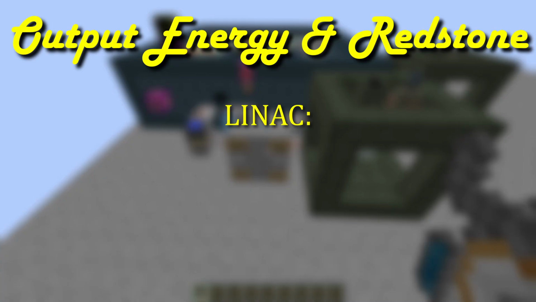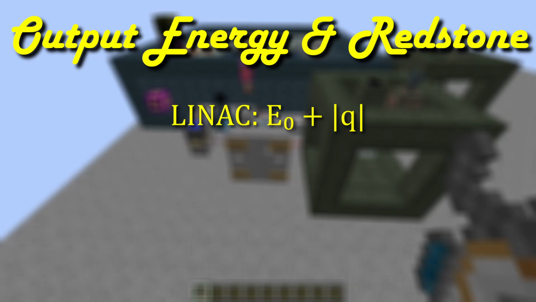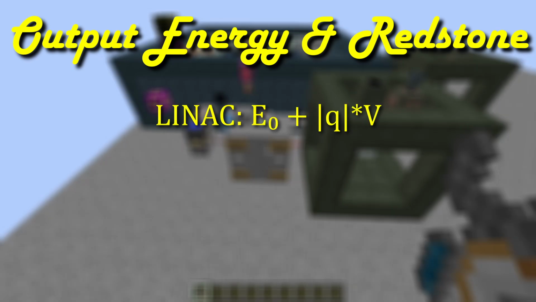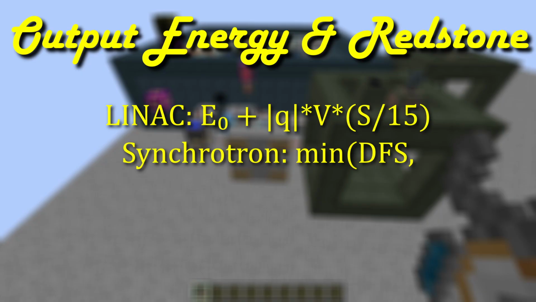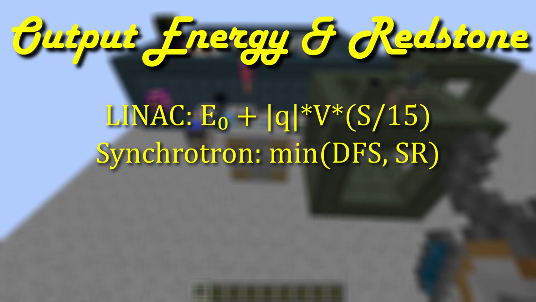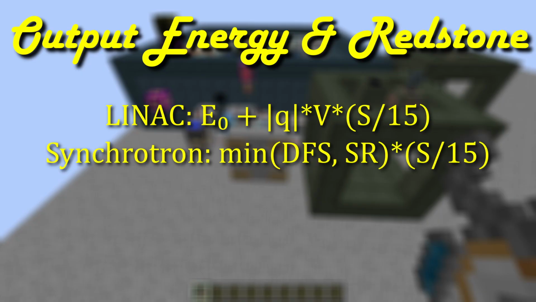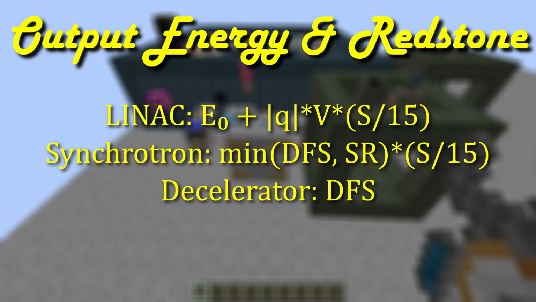In a linac, the output energy is simply equal to the input energy plus the absolute charge times the voltage times the signal strength divided by 15. In a synchrotron, the output energy is equal to the minimum of the dipole field strength and synchrotron radiation energy equations times the signal strength divided by 15. And in a decelerator, the output energy is equal to the dipole field strength energy times 1 minus the signal strength divided by 15.